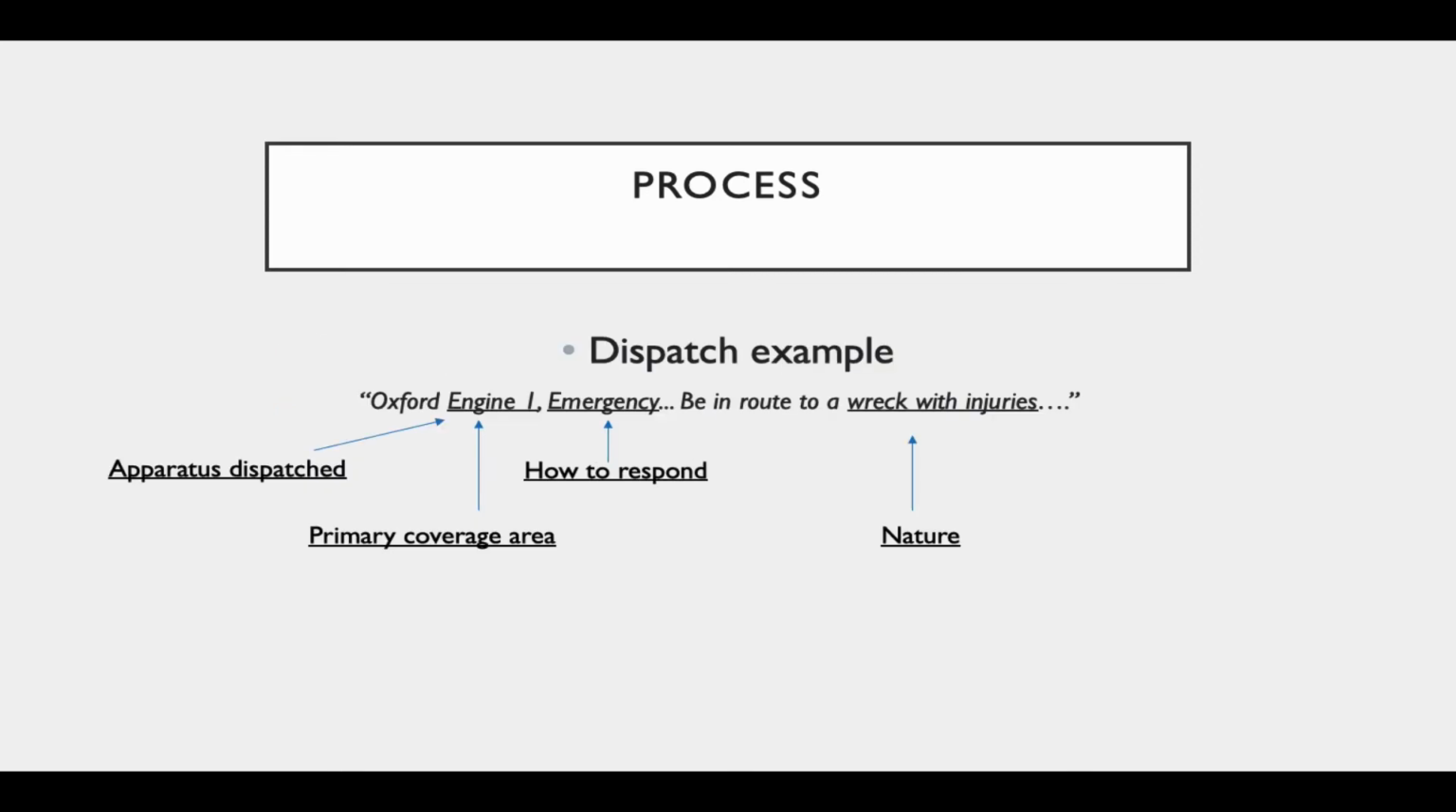Here's a dispatch example. "Oxford Engine 1 emergency, be en route to a wreck with injuries." As you can see, Engine 1 is the first apparatus called. That's the apparatus dispatch. It's in their primary coverage area, and it tells you how to respond, emergency, and it tells you the nature, wreck with injuries. Very similar to what we do now.